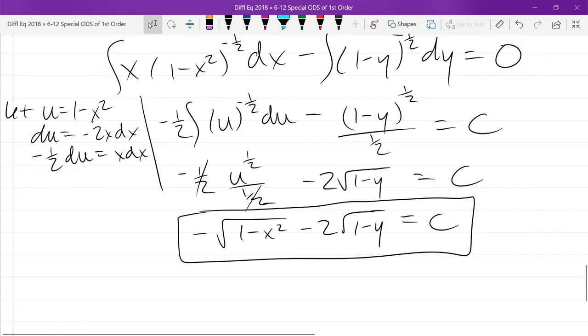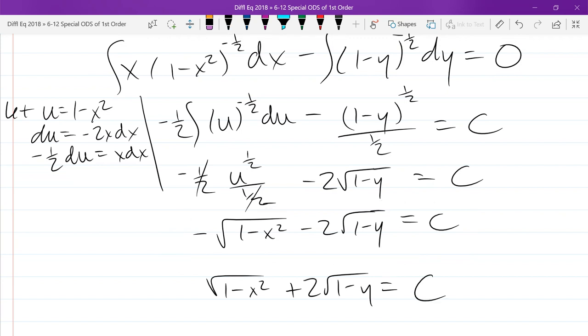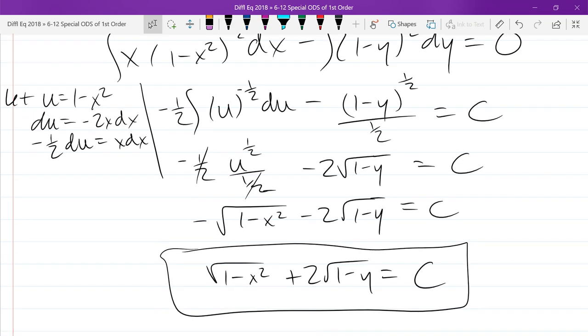This form of the solution, everything's negative. I can multiply by negative 1 pretty easily. Now I sort of cheated with my constant. I didn't multiply my constant by negative 1. But remember, it's just a constant. So if you want, you can call this negative c, but it's just some other constant. If you multiply a constant by a number, or add a number to a constant, or take a constant to a power, you still get a new constant.